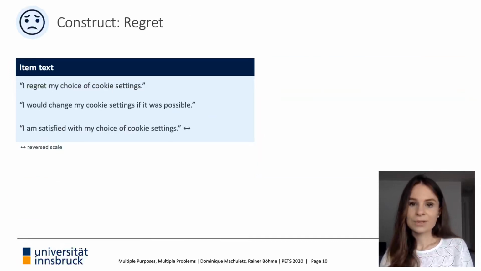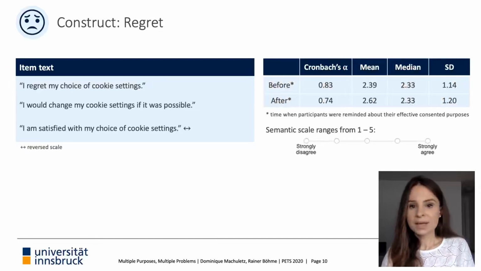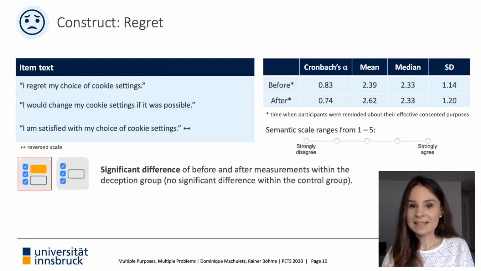We also asked users to state to which degree they regret their choice of cookie settings and if they would change the settings afterwards if this was possible. Participants were asked these 3 questions at 2 points in time. First, before we informed them about their effective selection, and again after they received this information. This way, we were able to measure within subject differences. And indeed, we find a significant difference in the before and after measurements of regret within the deception group. In contrast, we do not find a significant difference in the control group that did not see the deceptive button.